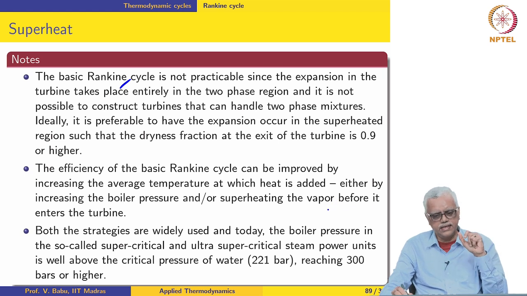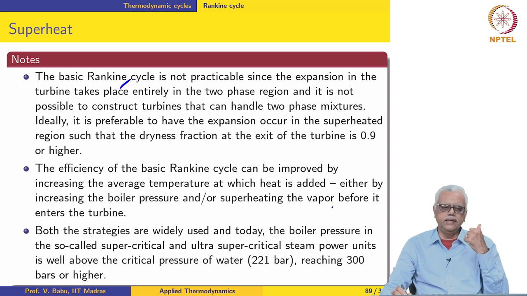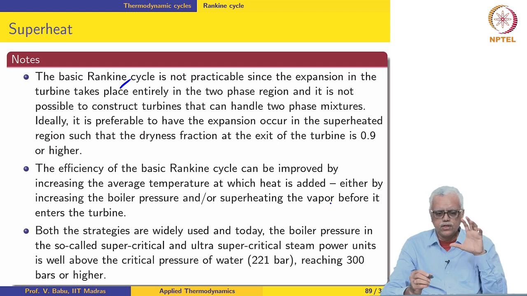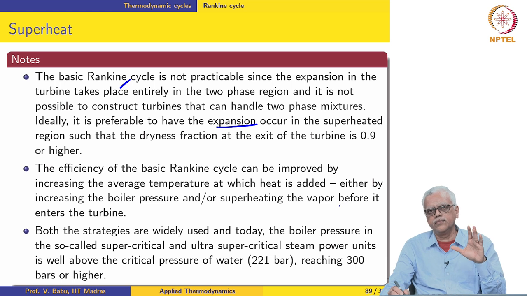Because the complexity is there, number one. Number two, the erosion of the turbine blades as a result of handling liquid droplets and vapor is also high. So life is also not very long for such turbines. So it is preferable to have the expansion occur in the superheated region.